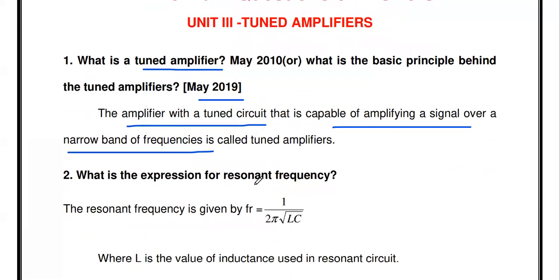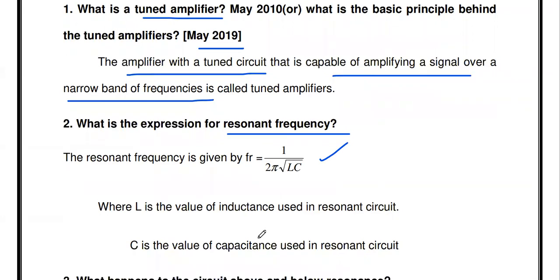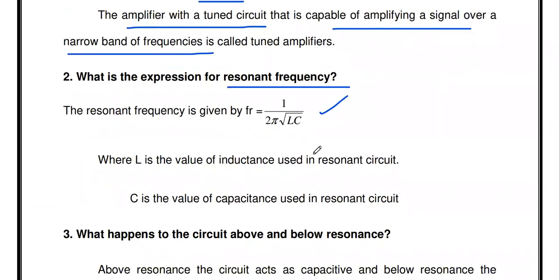Then, what is the expression for tuned frequency? The tuned amplifier amplifies only the selected frequency, and that frequency is called the resonant frequency. So what is the resonant frequency formula? fr equals 1 by 2 pi square root of L into C, where L is the inductor used in the tuned circuit and C is the capacitor used in the tuned or resonating circuit. Using this formula, you may get one 2 mark problem also. We will discuss that 2 mark question later.